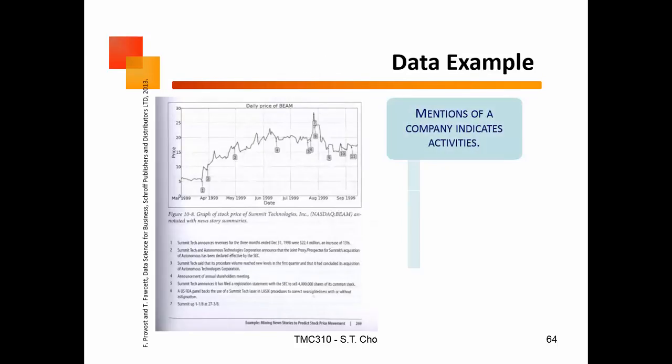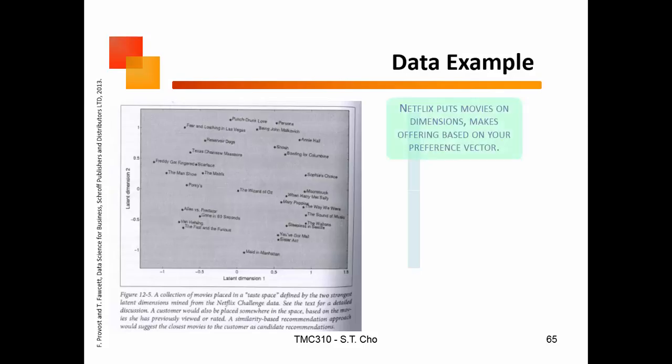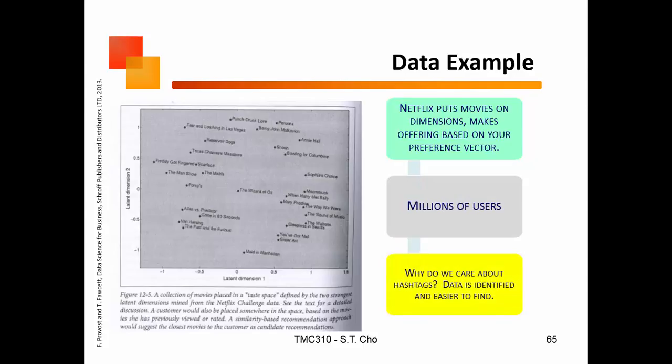Another data example is that one company just looked at mentions. What they found is that the more mentions there were, the more they correlated with the stock price going up. The reason they were able to make these predictions is that they could do it in real time. Netflix puts your preferences on dimensions. Remember the preference vector, all the way back when we talked about positioning? That's what they do. They figure out what your preference vector is.